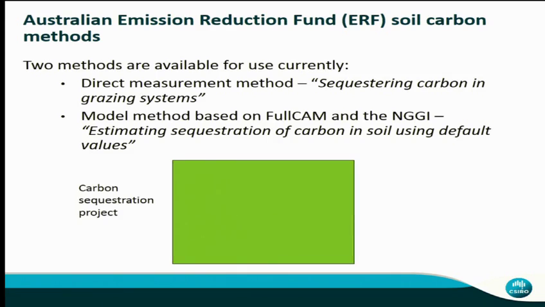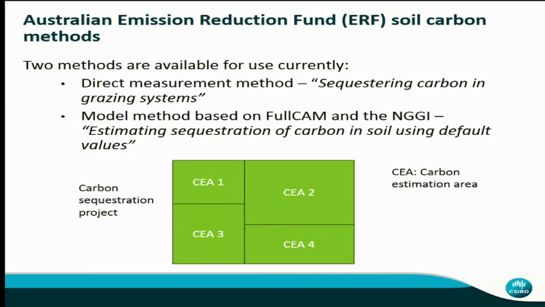I'll mention a couple of definitions. In this carbon trading game, they call it the carbon sequestration project, and that box represents the entirety of the area over which this project applies. They break that up into carbon estimation areas, CEAs, they call them. I've made them continuous here. They don't have to be. They could be separated by space.